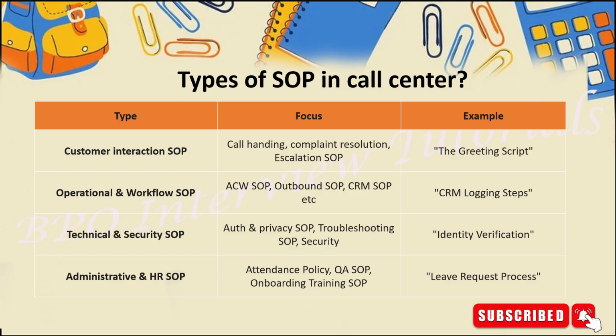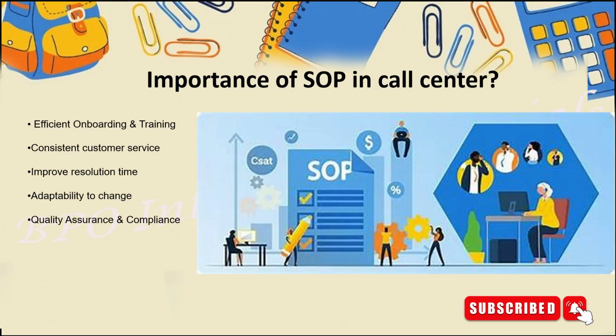Now, administration and HR SOP. Here you will find the leave policy SOPs, quality scores, PIP management, HR policies, disciplinary actions. You will find everything in the HR and administration SOPs. These are the types of SOPs we have.